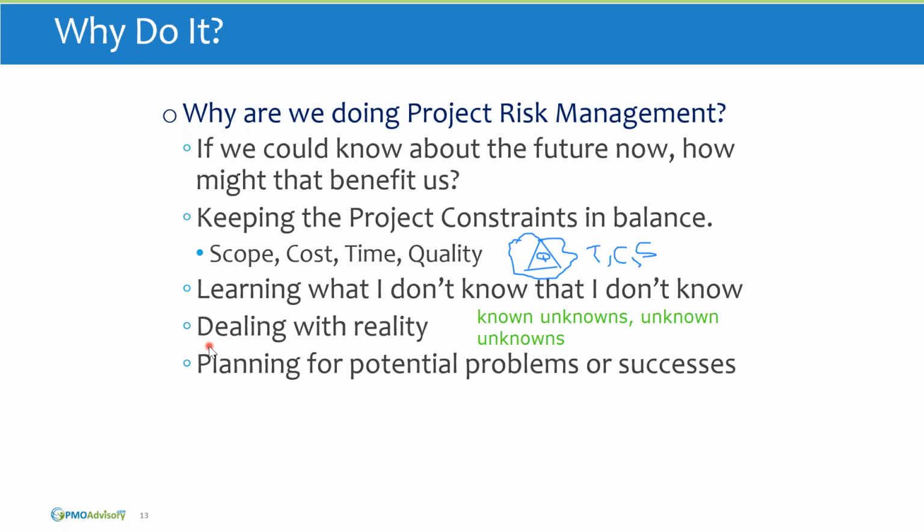Okay, so by doing risk management, we're dealing with reality. We're dealing with the reality that things will go wrong. A lot of times people want to ignore this, as if the project's going to be more successful if they ignore the uncertainty that's in the project, and it certainly will not be. Lastly, we want to plan for potential problems or successes.